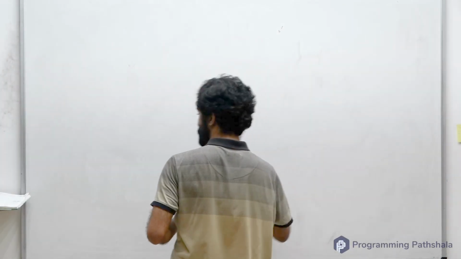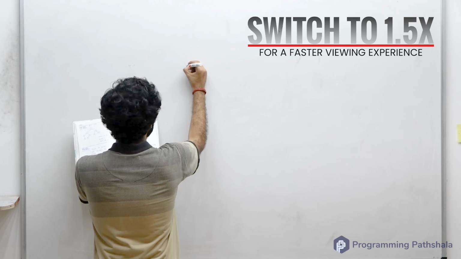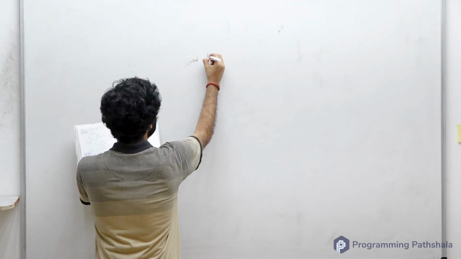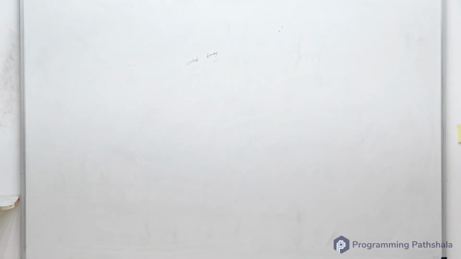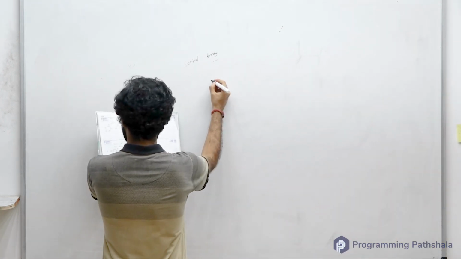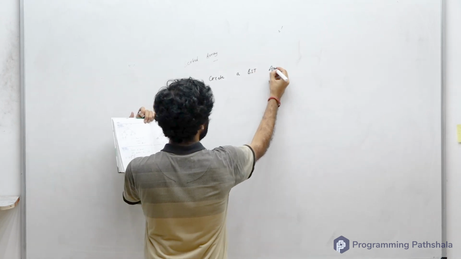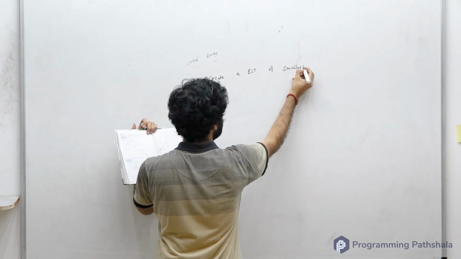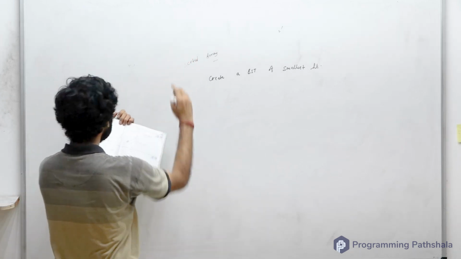So this says that you have been given a sorted array. Now this array is sorted in strictly ascending order. What you are supposed to do here is simply create a BST of smallest height. Create a BST of smallest height from this sorted array.